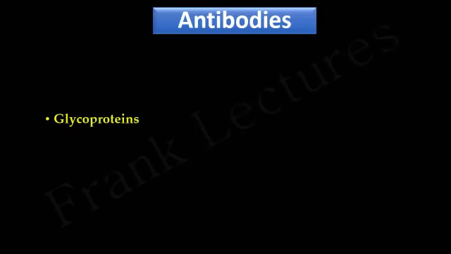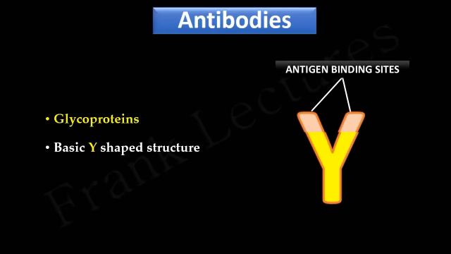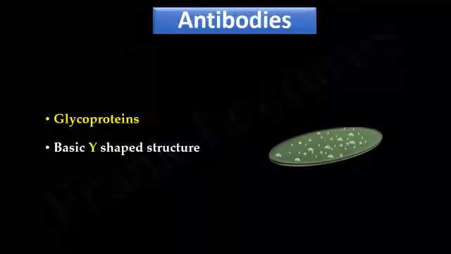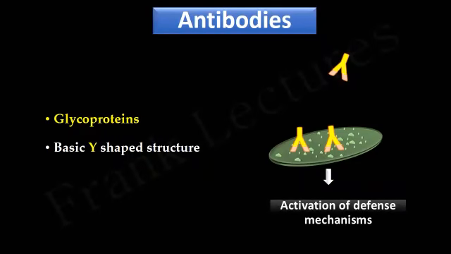Antibodies are glycoproteins. The basic structure of antibody resembles a Y-shaped molecule having two antigen binding sites and a stalk known as Fc region. These antibodies circulate in the lymph and blood. From there, they reach the site of invasion by the pathogen. They bind to the pathogens or antigens and activate defense mechanisms that lead to the destruction of the pathogen.